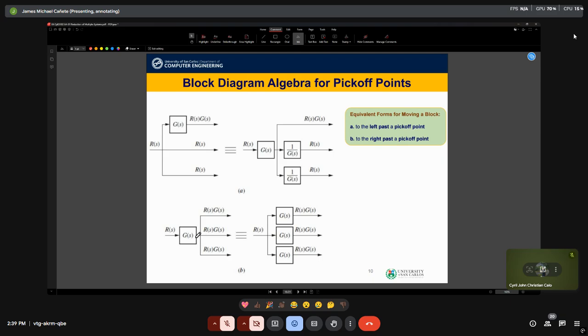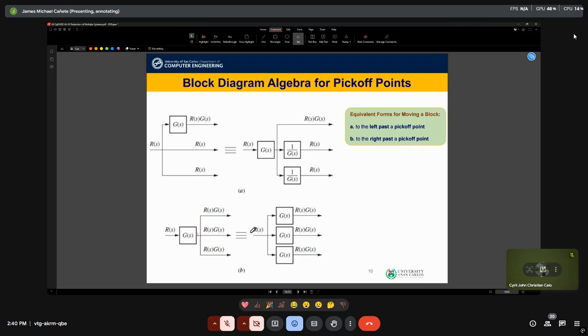Lastly, we have something very simple. If you have a block before a pickoff point, or to the left of a pickoff point, and you want to move it to the right after the pickoff point, you just copy it. The result is the same mathematically. So, R times G is this arrow. But since you distribute it, every arrow here is the same. Now, if the block is here, you take R and distribute it to the G's or to the block diagrams. The final three output arrows are still the same.